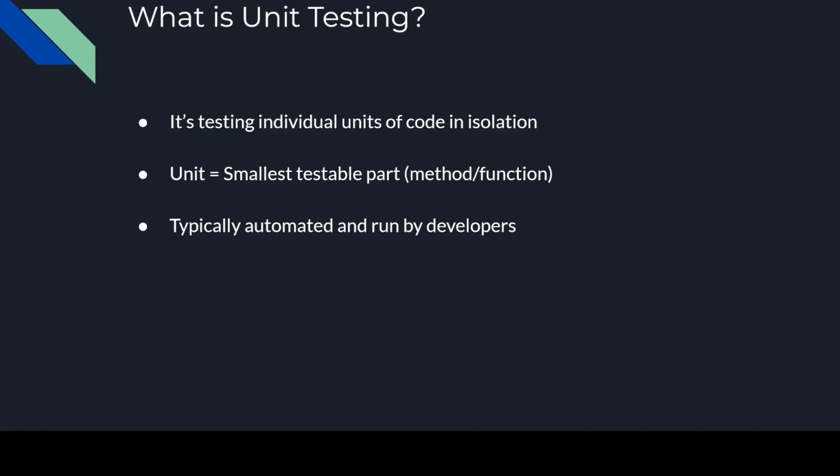Unit testing is, in simplest terms, a software testing technique where individual pieces of code, usually functions or methods, are tested in isolation. A unit refers to the smallest testable part of a code, and it's typically automated and run by developers. It falls into the broader software testing lifecycle, which includes integration, system, and acceptance testing. Unlike those types, unit testing focuses exclusively on internal correctness. Does this one function on its own behave properly given some inputs?